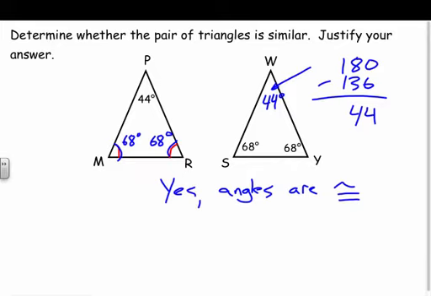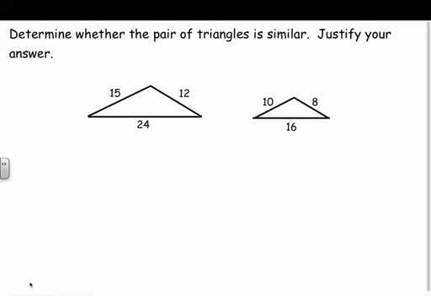So one way to determine if they're similar is to see if all the angles are congruent. Another way to see if they're similar is if their sides are proportional. And I can't just pick any two sides. All the sides have to be proportional in order for these two shapes to be similar.